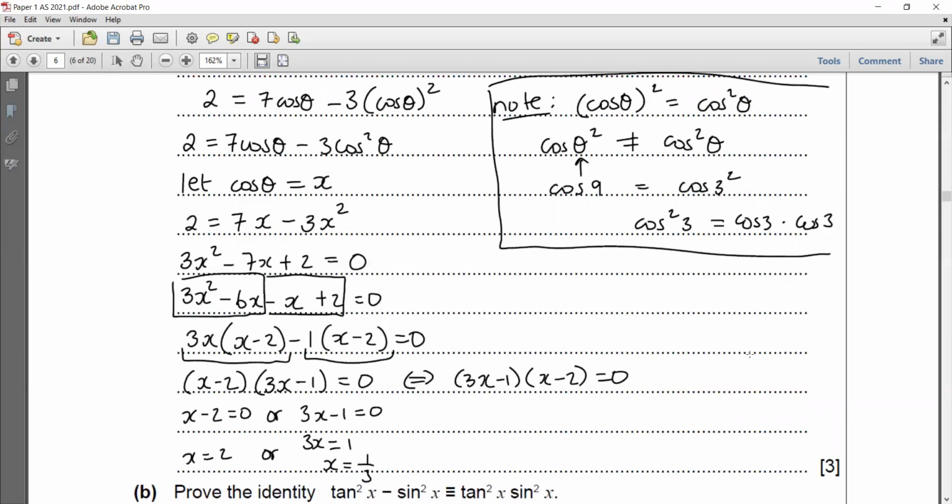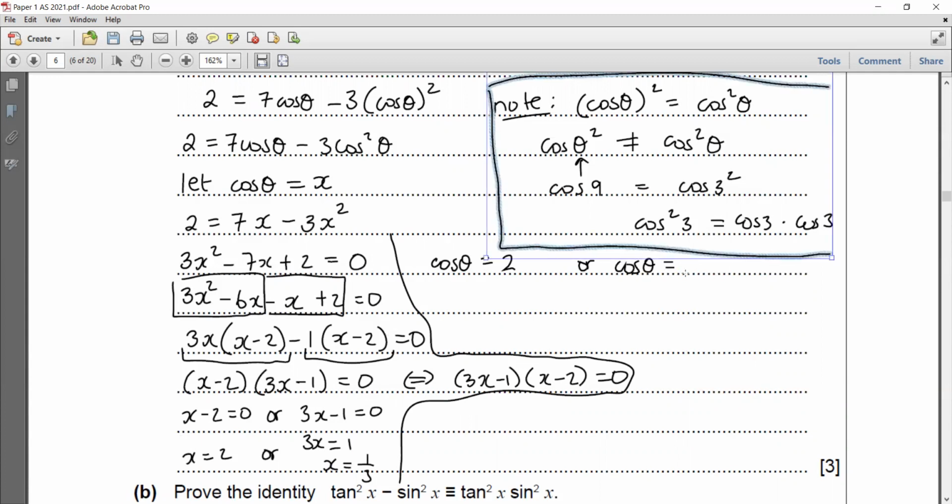Okay, so here we have cos theta. So remember that x is actually equal to cos theta. So just separate them so you don't get confused. So we have cos theta is equal to 2, or cos theta is equal to 1/3.